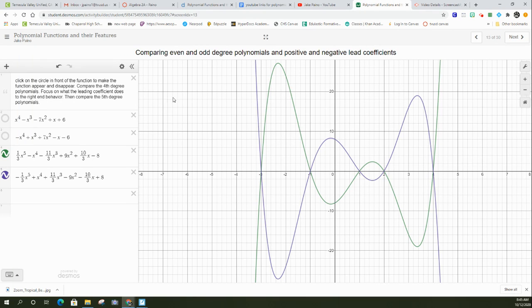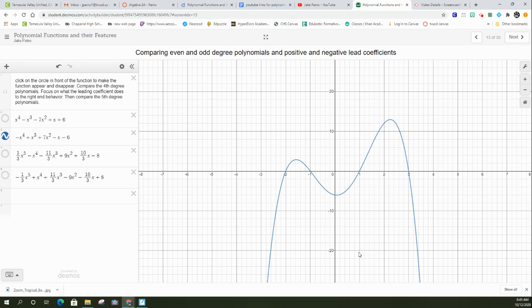All right, and then the odd or the even part is going to control the left. So remember, if it's odd, it's opposite. So whatever the right is doing, the left end behavior is doing the opposite when it's an odd degree. But when it's an even degree, the end behaviors are always doing the same.